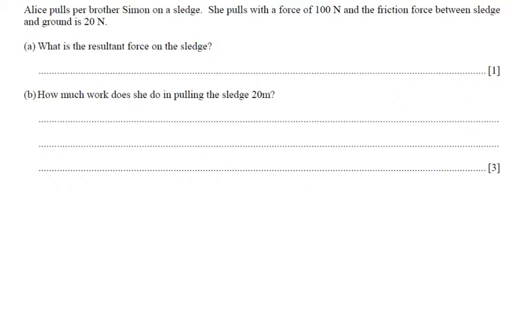Alice pulls her brother Simon on a sledge. She pulls with a force of 100 newtons and the frictional force between the sledge and the ground is 20 newtons. So what's the resultant force on the sledge? Well, we have to add the forces together, but the frictional force is in the opposite direction, so it's going to be negative. So we're going to have 100 minus 20 is equal to 80 newtons.